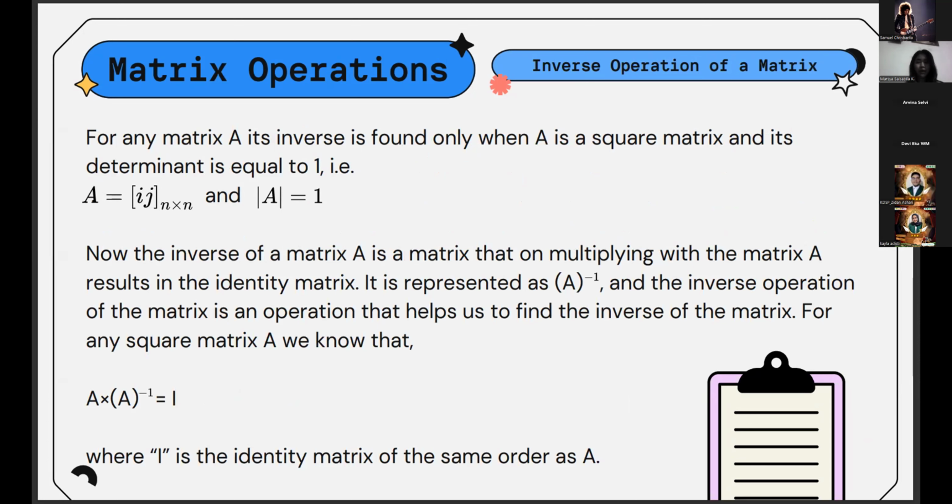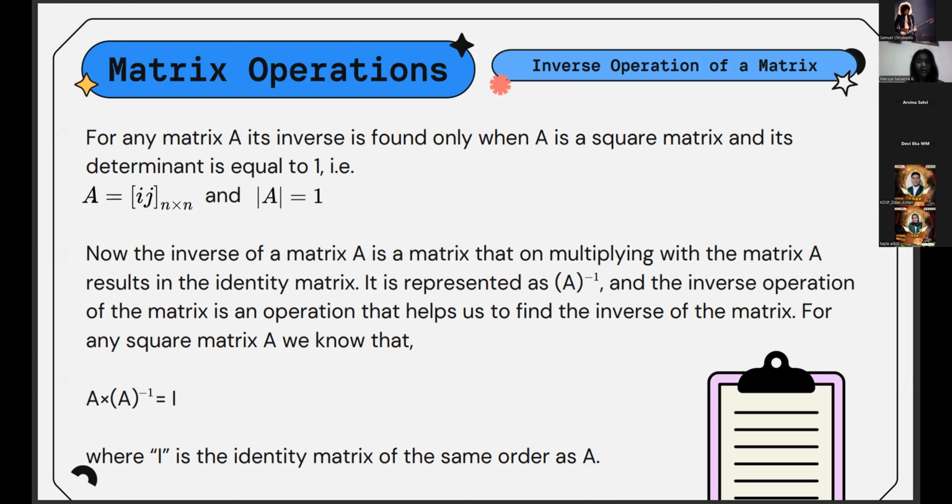Here, we have the inverse operation of a matrix. For any matrix A, its inverse is found only when A is a square matrix and its determinant is not equal to 0. In other words, A equals [a_ij] n multiply n, and the determinant of A is not equal to 0.